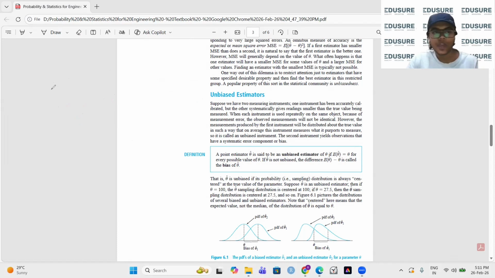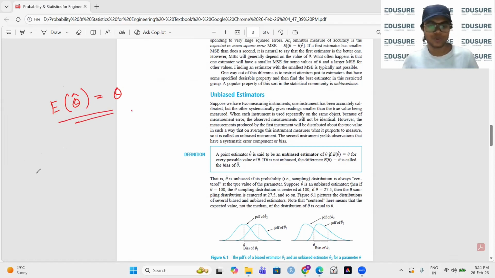So whatever be the value of the parameter that we are trying to estimate, the expected value of our estimator is equal to the value of the parameter. That is what we are trying to say when we are talking about unbiased estimator.